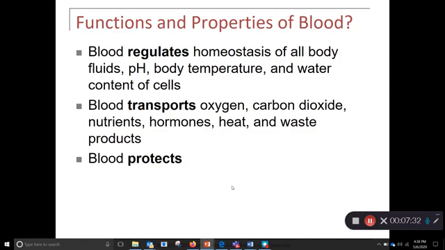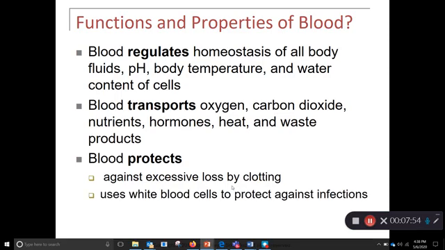Now, it also protects, and it protects in two different ways. One, it fights off you losing blood. If you lose a lot of blood, you got an uh-oh. You won't be able to transport, you won't be able to regulate a lot of things. You're going to get dizzy, you're going to pass out, and bad things are going to happen.